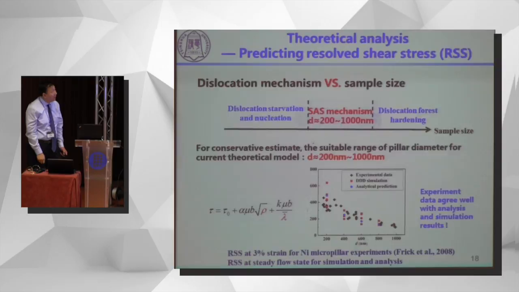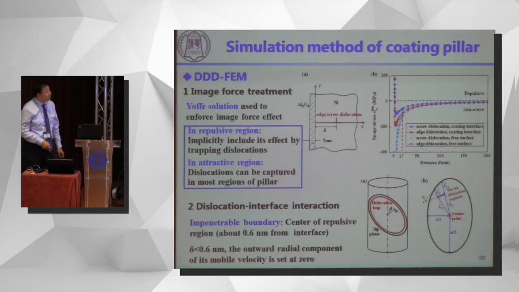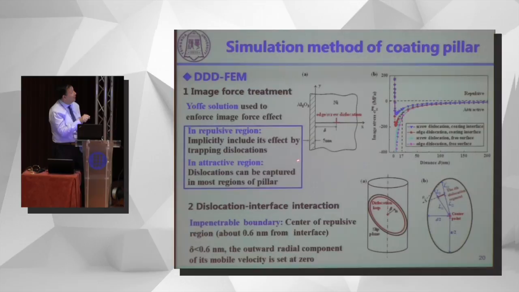Next, I'm talking about confined plasticity. For confined plasticity models, we have pillars with no free boundaries. We have confined boundaries, like nickel pillars, where we use aluminum oxide as the confinement for the pillar coatings. From this pillar, we have two mechanisms. One is what we call the repulsive regions. These repulsive regions mean including the effect of trapping dislocations. The second is what we call the attractive regions. In attractive regions, dislocations can be captured in most regions of the pillars. For these two mechanisms, we can evaluate the new dislocation theory and simulation work for the coated pillars. Coated pillars are very useful for industry if you want to design a smaller device.